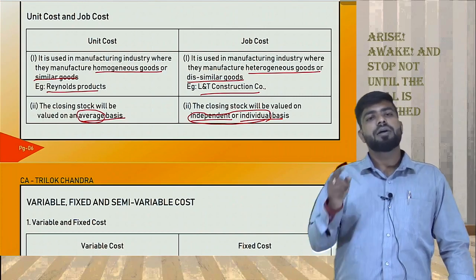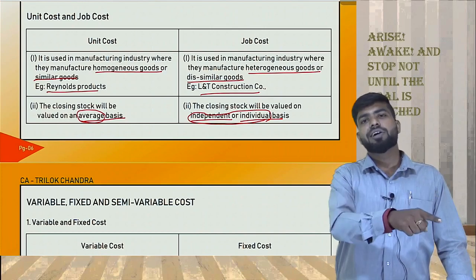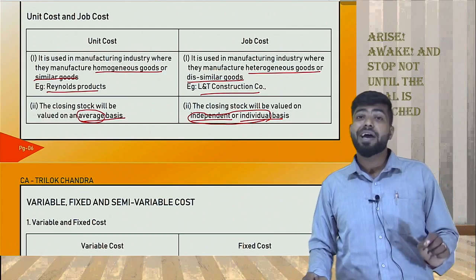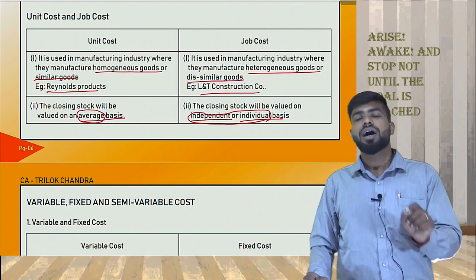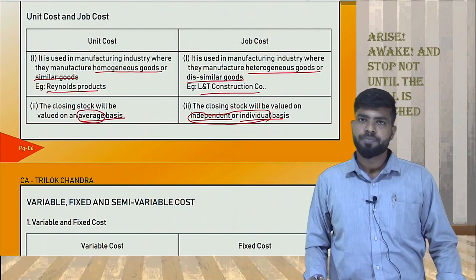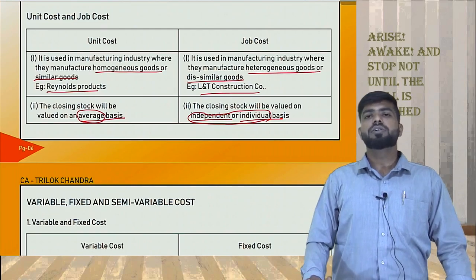Okay. Product cost will be debited in trading account. Period cost will be debited in P&L account. Product cost will expire to the extent of goods sold, unexpired to the extent of closing stock, whereas period cost will expire fully. Okay, lastly we discussed the unit cost and job cost.